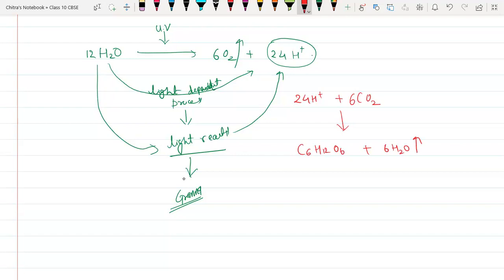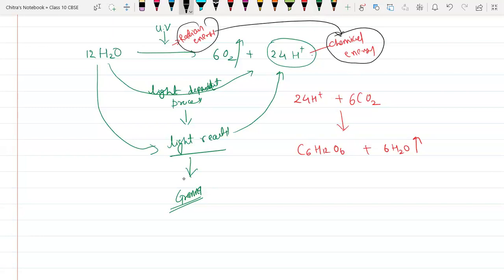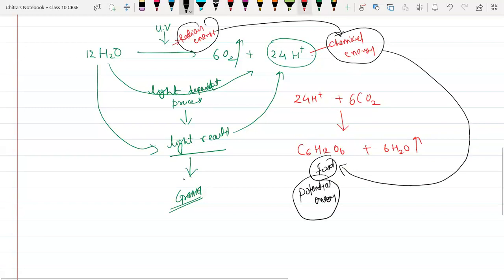So in that particular reaction, this is the chemical energy. Here we have light energy or radiant energy, you can say. So radiant energy got converted into chemical energy in the light reaction. Then chemical energy is converted into food. So food is deposited energy, right? That food is stored energy, so it is potential energy, you can say. And that reaction does not require light.